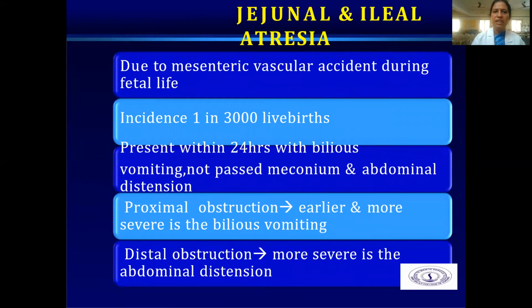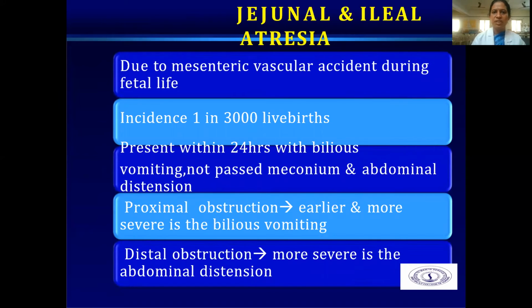Jejunal and ileal atresia is due to mesenteric vascular accident during fetal life. Incidence is 1 in 3,000 live births. Present within 24 hours with bilious vomiting, not passing meconium, and abdominal distension. In proximal obstruction, the earlier and more severe is the bilious vomiting. In distal obstruction, more severe is the abdominal distension.